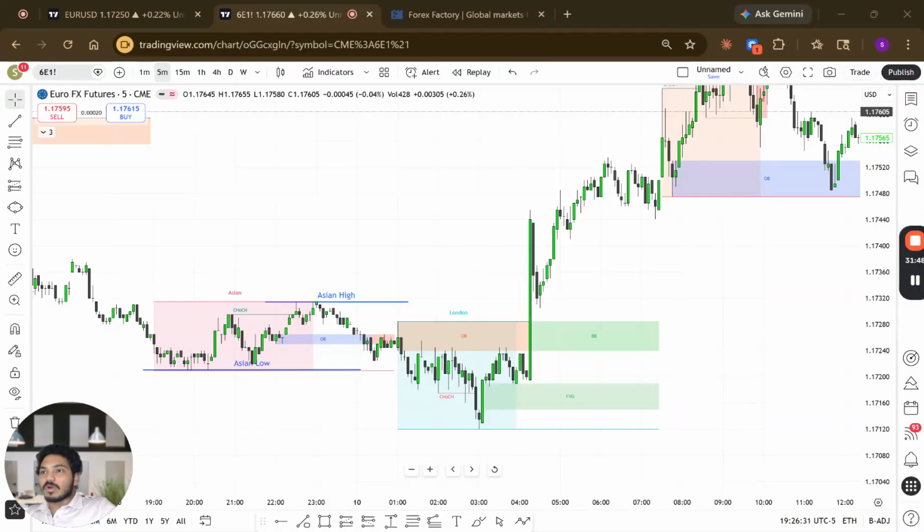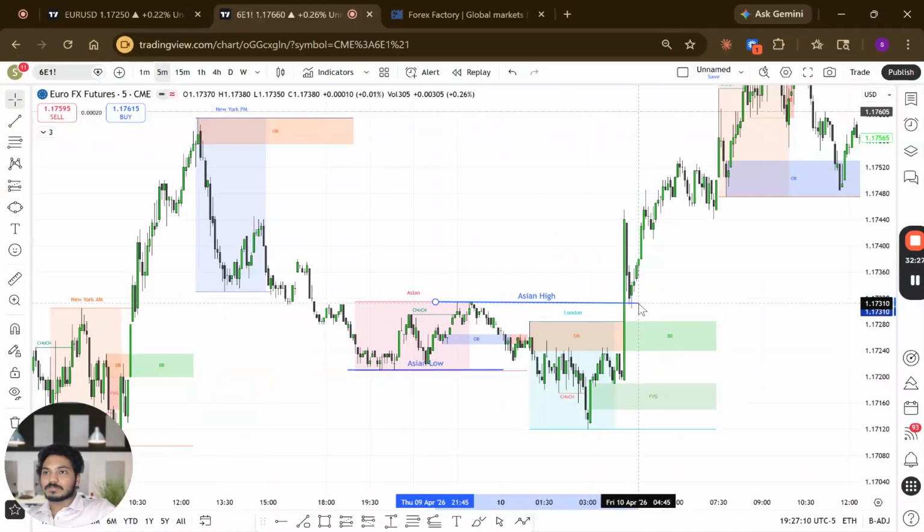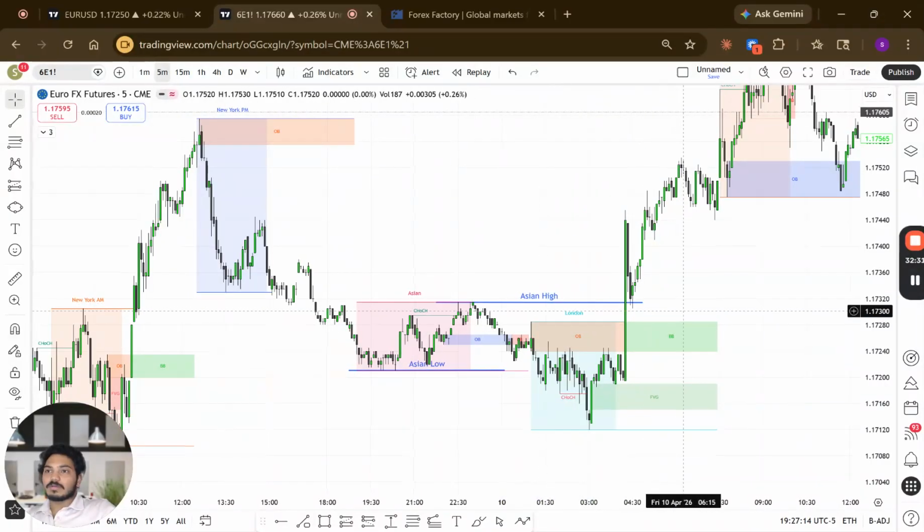So that's what we call a market structure shift. And in the bigger perspective, we can think of the market structure shift here. So that's where we can find that institutional footprint, which is trying to tell us that the smart money is behind this, engineering liquidity at the lows and is now trying to move the price higher.